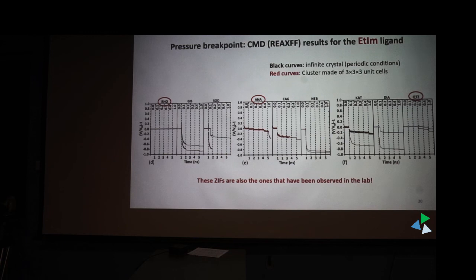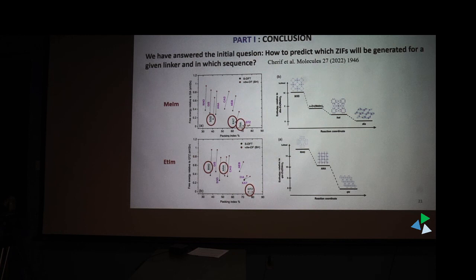So in conclusion of this first part, I think we have answered our initial question: how to predict which ZIFs will be generated for a given linker and in which sequence. What we have seen is that from the CEMD calculations, we can discard all the hypothetical structures, given here in the magenta color, and keep only the experimentally observed ZIF structures: here the SOD, the CAT, and the DIA, and here the RHO, the ANA, and the quartz, in agreement with the experiments.